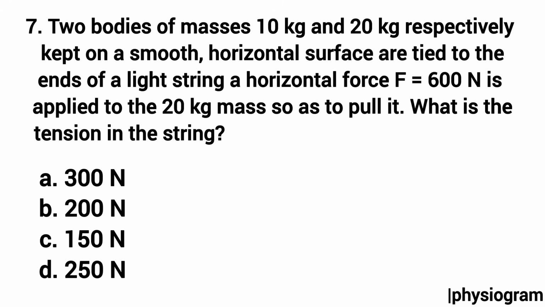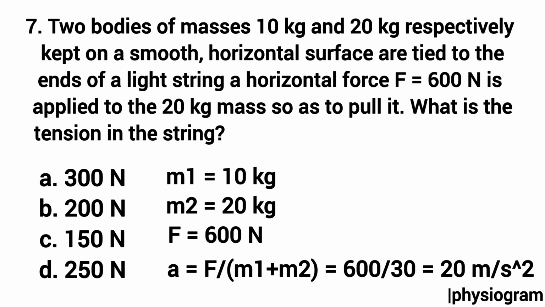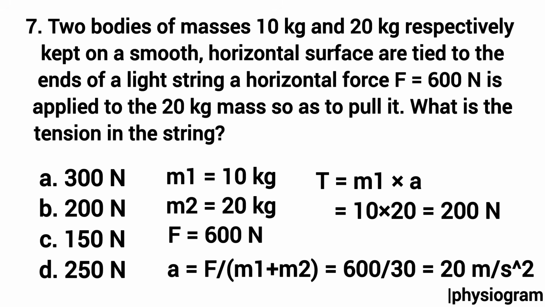So let's solve this. Given is mass 1, that is m1, is 10 kg and mass 2, that is m2, is 20 kg. Force applied on m2 is F equals 600 Newton. Surface is smooth, that is no friction. The two masses are connected by a light string. Since both the masses move together, the acceleration a will be equal to F by m1 plus m2. It will give 600 by 10 plus 20, that is 20 meter per second square. Now the tension pulls the smaller mass m1, so T equals m1 into a, that is 10 into 20, which gives 200 Newton. So the answer will be option B, that is 200 Newton.